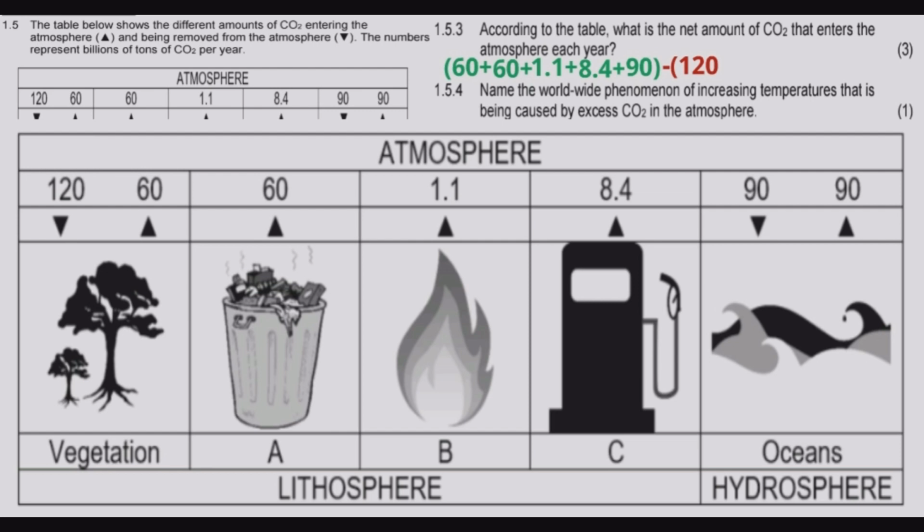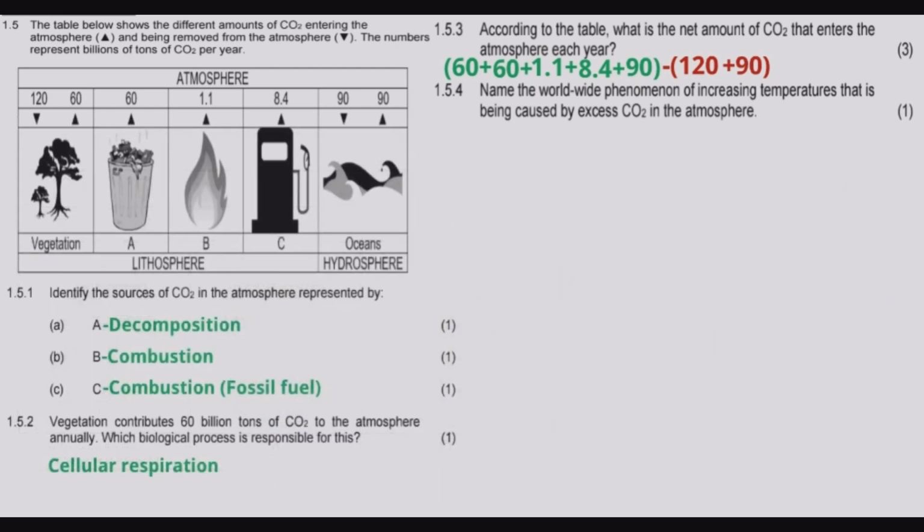We can see that 90 billion tons is also taken out of the atmosphere. So I'm going to say plus 90. Okay, so now when you add 60 plus 60 plus 1.1 plus 8.4 plus 90, when you add this, it's going to give us 219.5 billion tons of carbon dioxide.